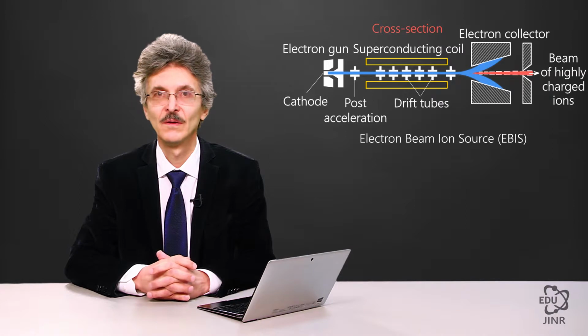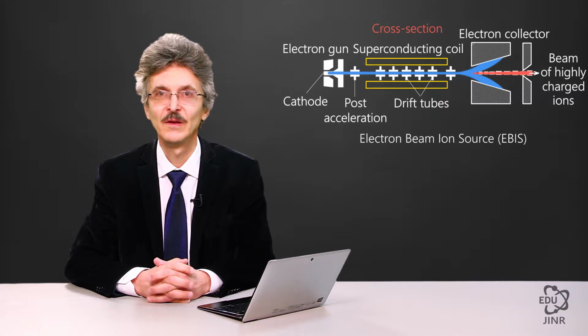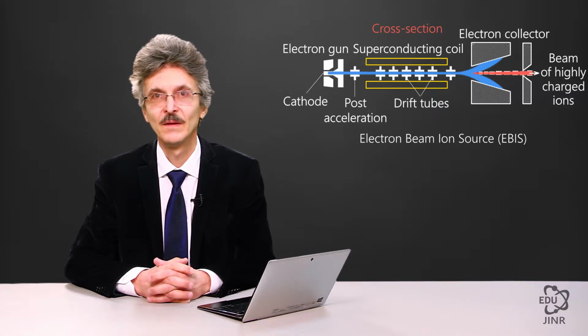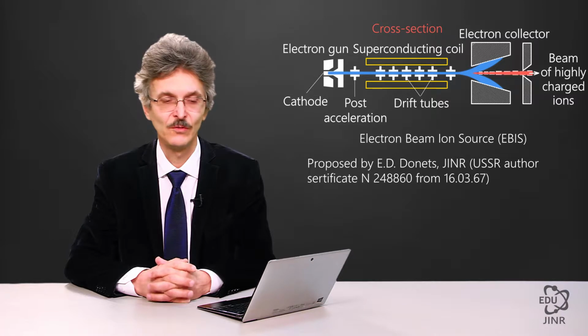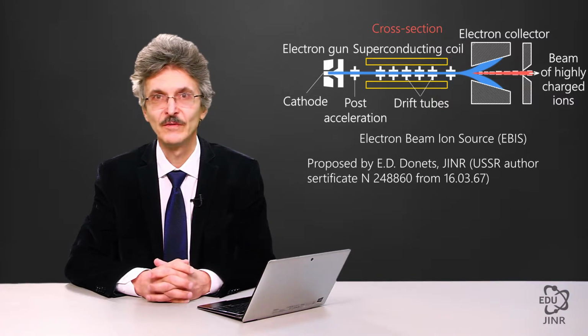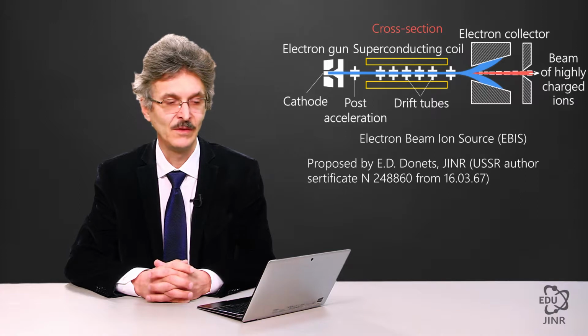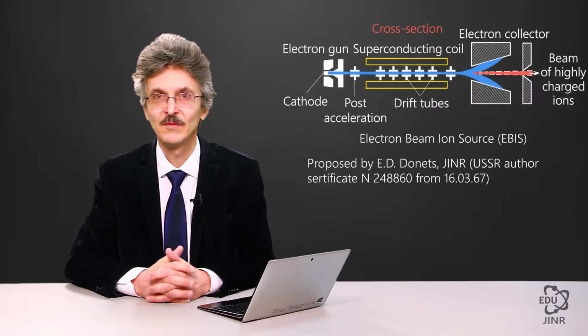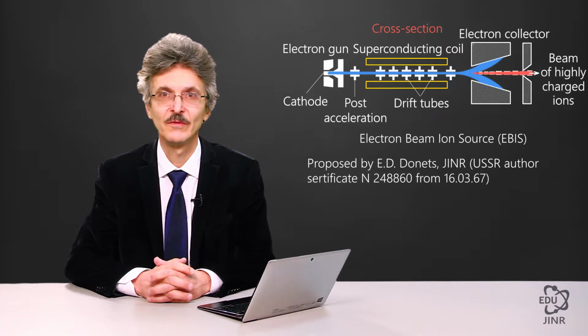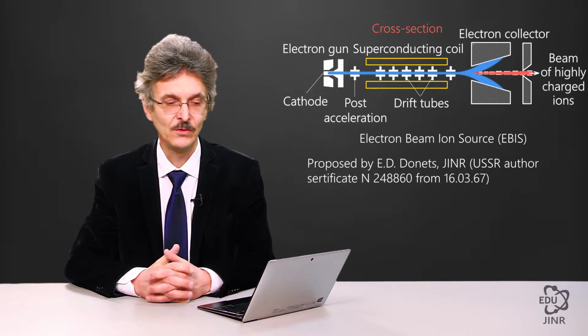This source is called an Electron Beam Ion Source in English, and it was invented at our institute. An author's certificate was issued in 1967 to Evgeny Donets. Since then, this type of source has been under development not only in our country, but also abroad. Notably, sources of the same type are used in the heavy ion injection chain of the relativistic heavy ion collider for obtaining the same gold ions.